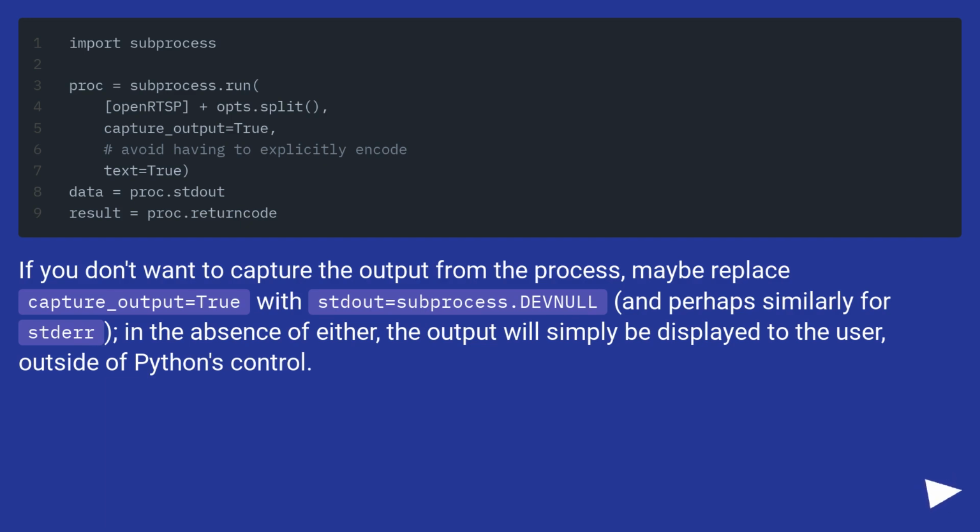If you don't want to capture the output from the process, maybe replace capture_output=True with stdout=subprocess.DEVNULL. And perhaps similarly for stderr. In the absence of either, the output will simply be displayed to the user, outside of Python's control.